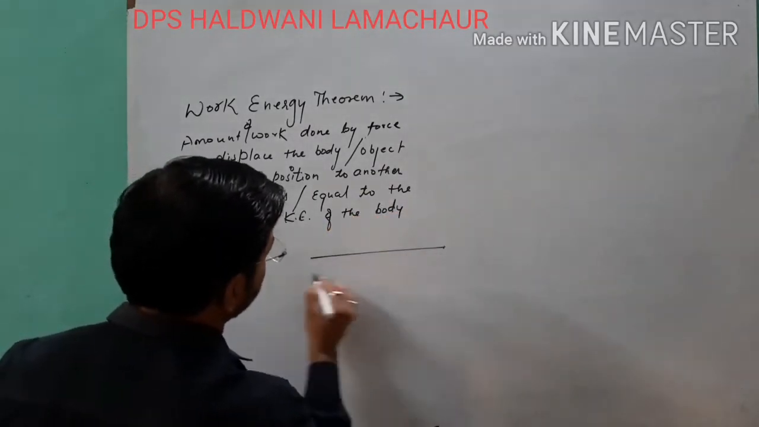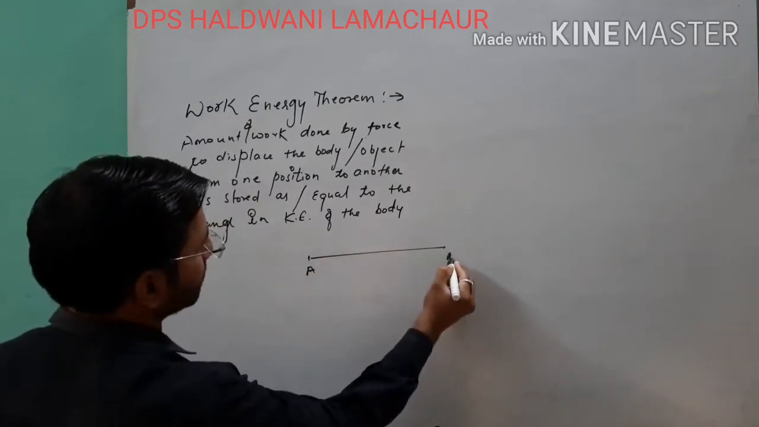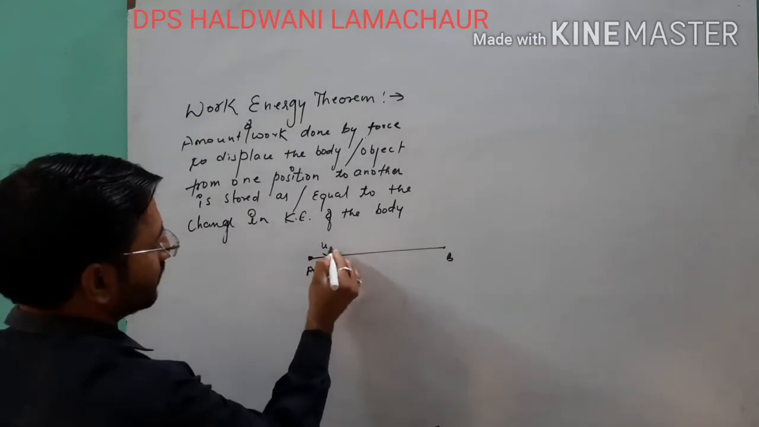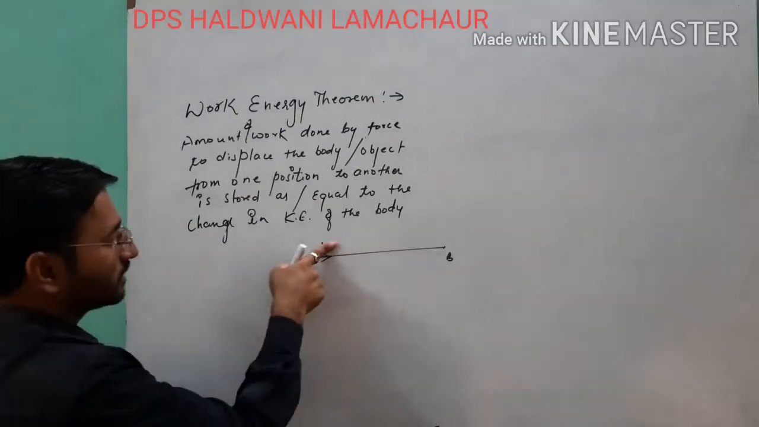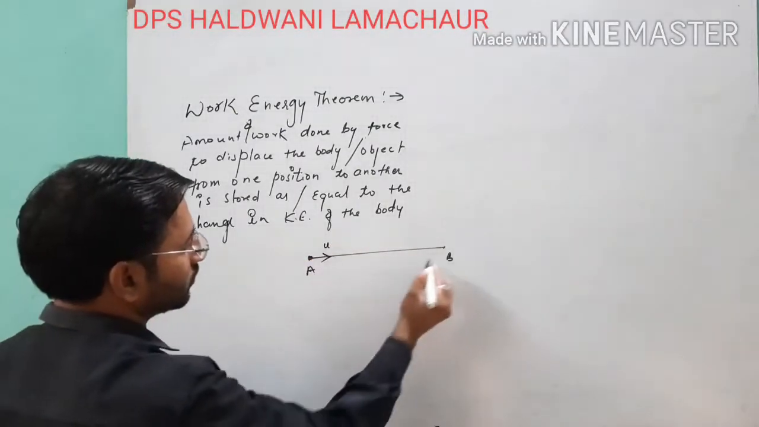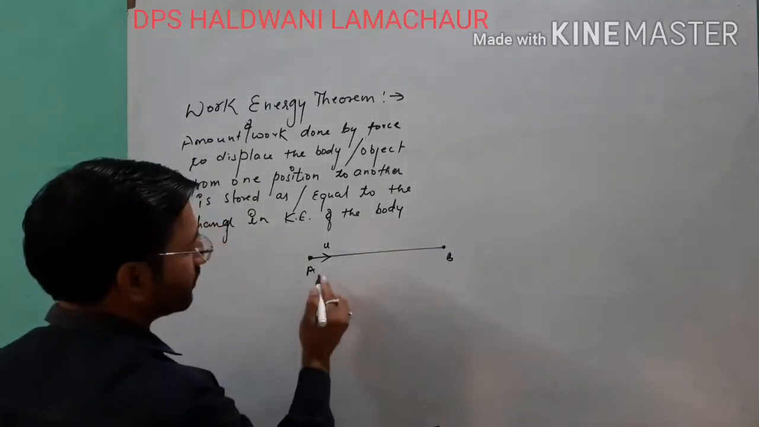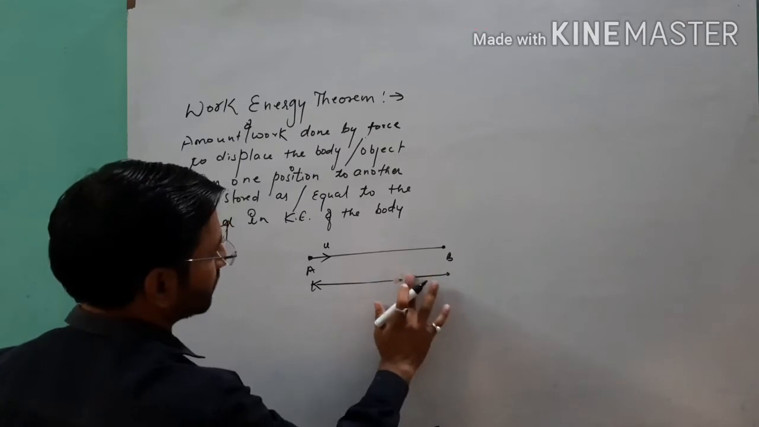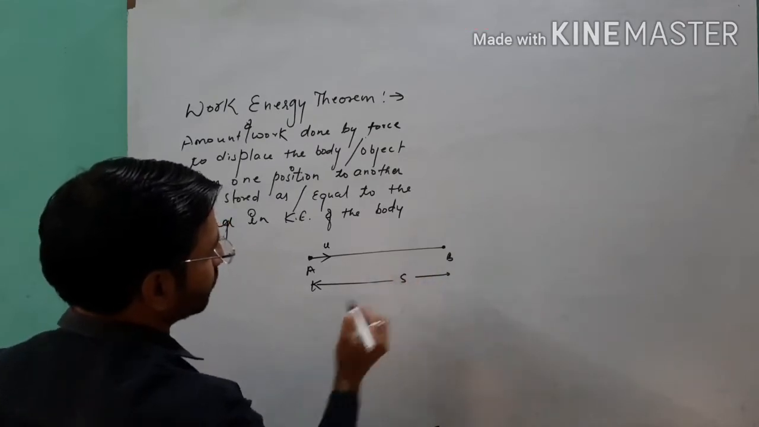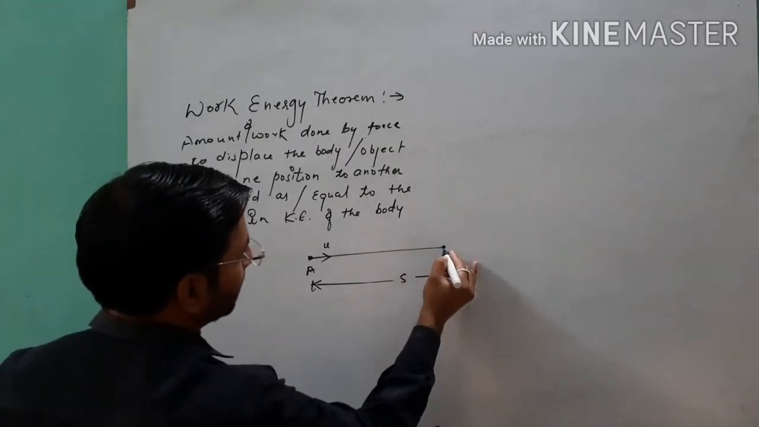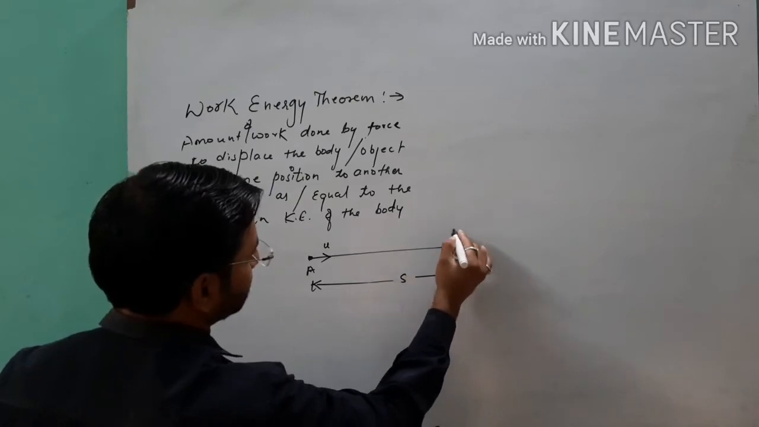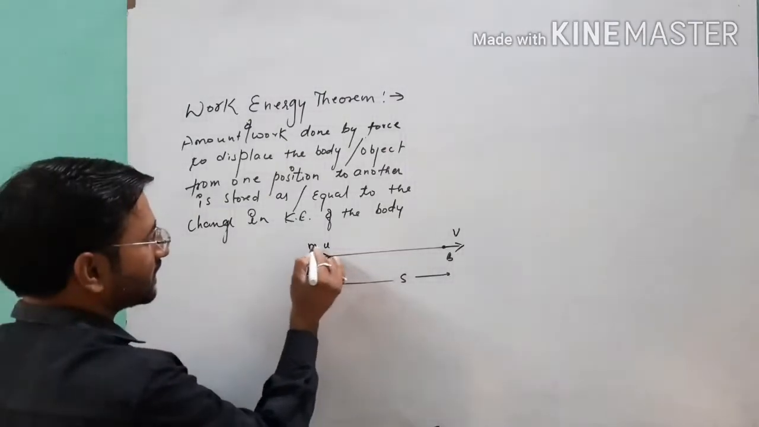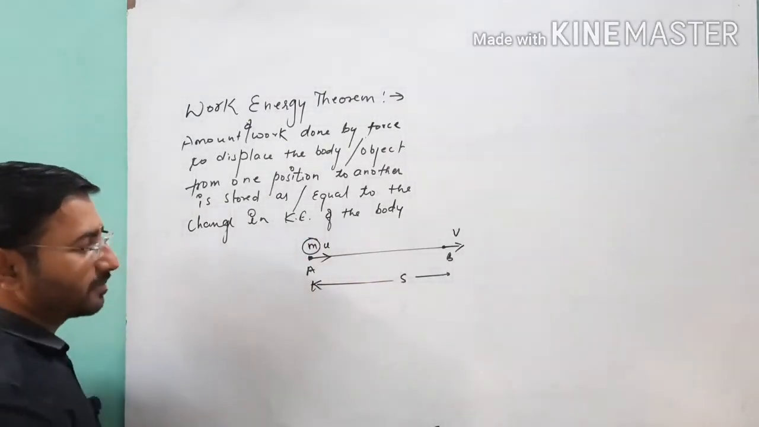Suppose I am taking two positions, A and B. Initially the body is here having initial velocity u, and when the object is displaced from A to B, suppose this displacement is denoted by s. At that time the object has final velocity v, and the object has some mass, suppose m.